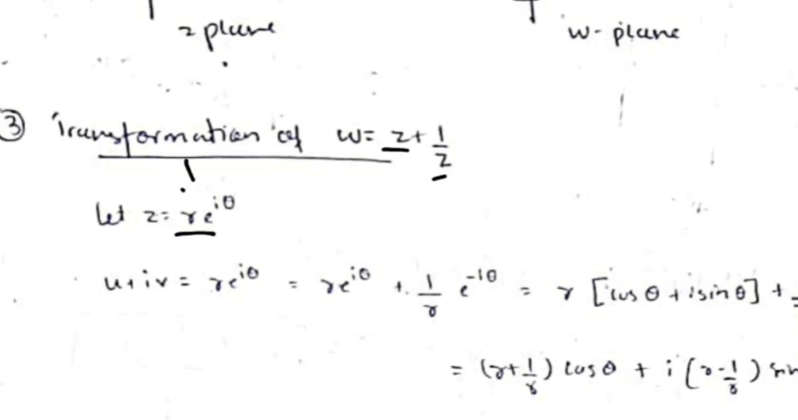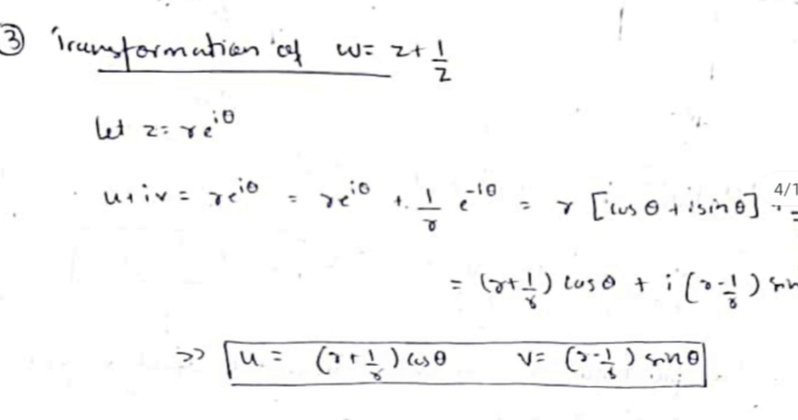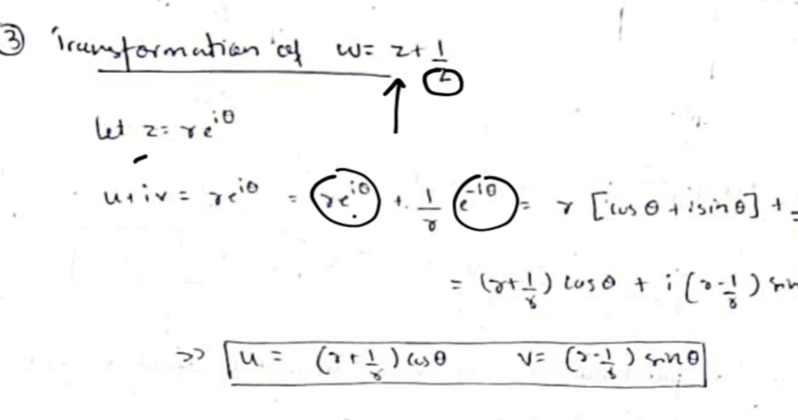Take z is equal to r e power i theta. See, you can take z is equal to x plus iy also, but in that case it will be hard to find out the graph. Okay, so in this case it will be easy. Let's look how. Substitute the value of z in this equation, it will be r e power i theta plus 1 by r e power minus i theta, when you shift e power i theta in the numerator.